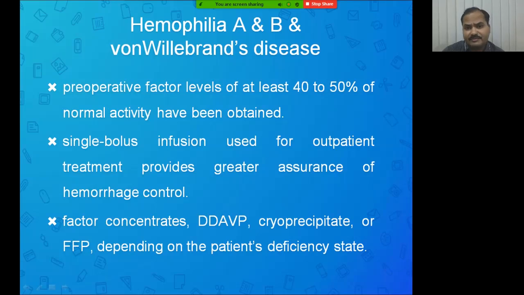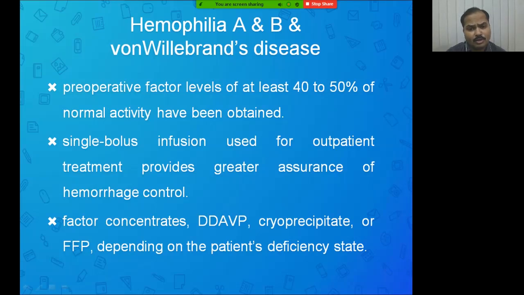So pre-operative factor levels of at least 40 to 50% of the normal activity should be obtained before any surgical procedure that is considered to be normal. A single bolus infusion, which is used for outpatient treatment, provides a greater assurance of hemorrhage control in cases which are treated in the OPD. We can give a single bolus infusion of the factors.